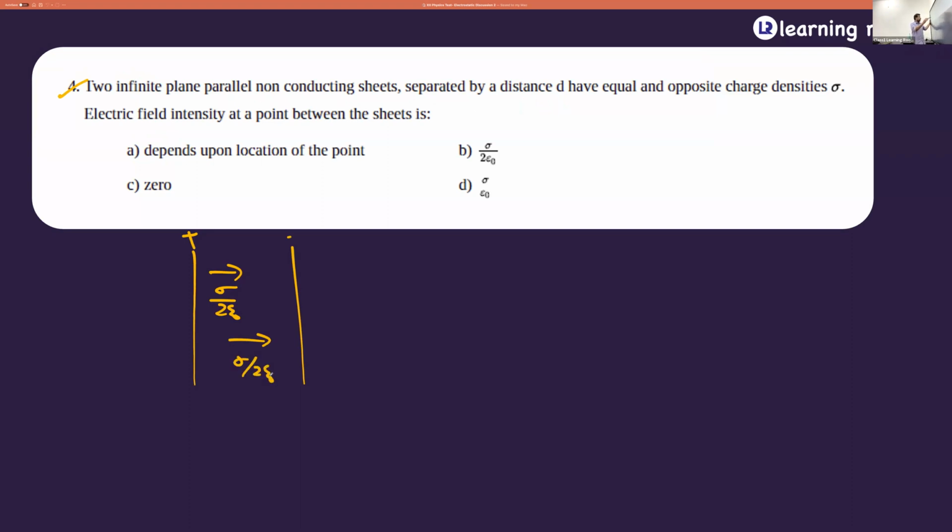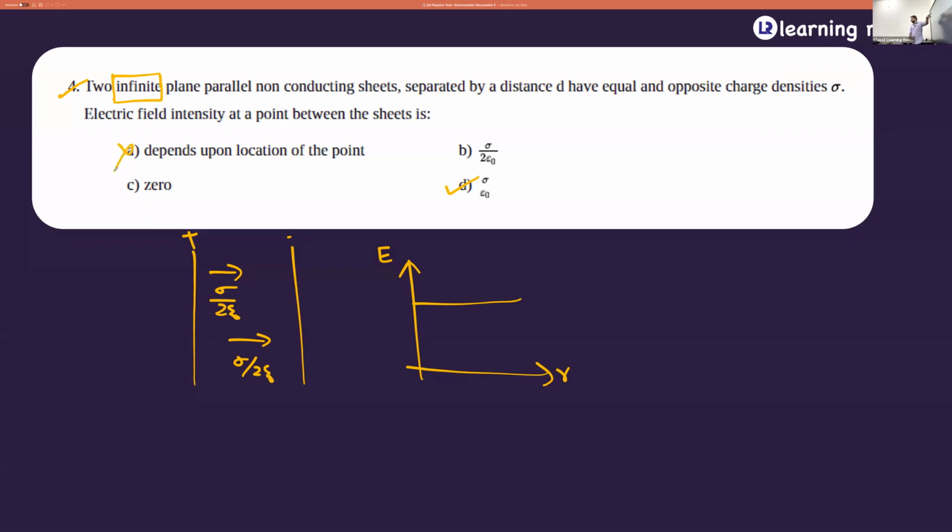When you add them, the answer is going to be sigma by epsilon naught. Depends upon the location of the point. Is it right? Does the electric field due to an infinite plane sheet depend on the distance? Right. How will the graph be? When you draw the graph for electric field as a function of displacement or distance, how is the graph going to be? It will be a straight line parallel to the x-axis. So what does this indicate? It indicates that the electric field due to an infinite plane sheet is always a constant, right? So the statement is wrong.